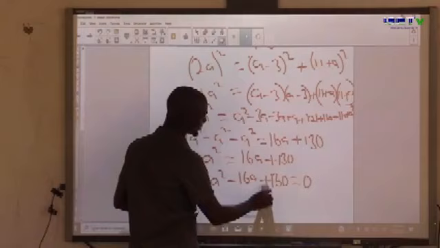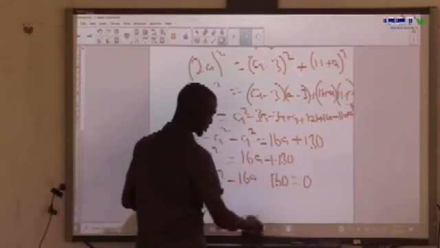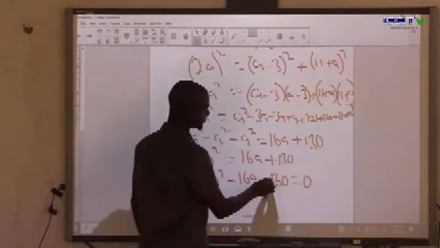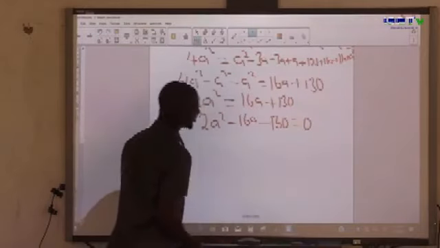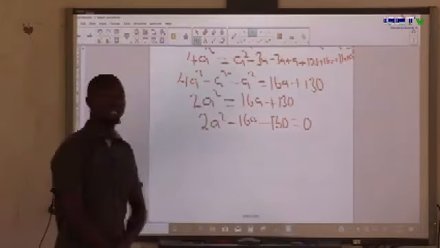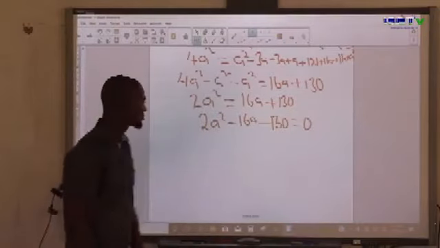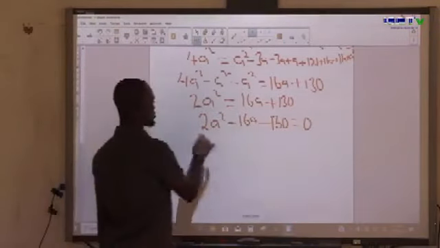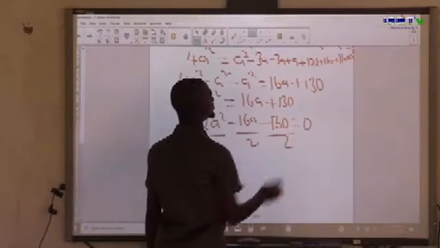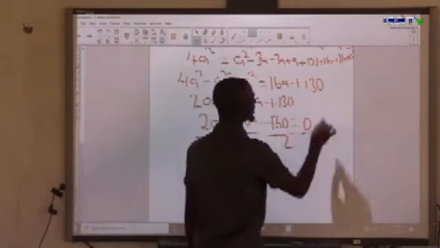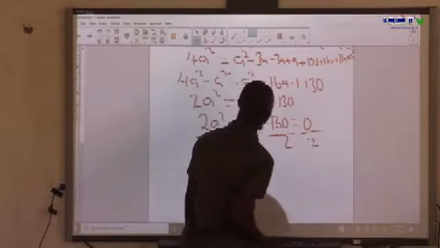Sorry, the 130 should be minus instead, because you are transposing it. Minus 130 is equal to 0. We can reduce the equation by dividing throughout by 2. We divide here by 2, we divide here by 2, we divide here by 2. Then divide the 0 also by 2.